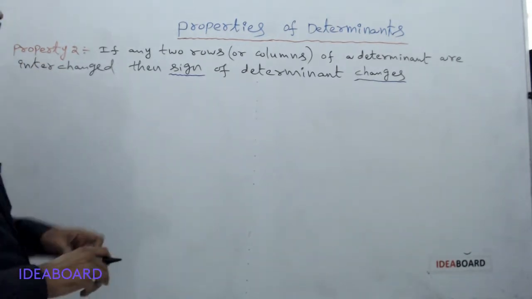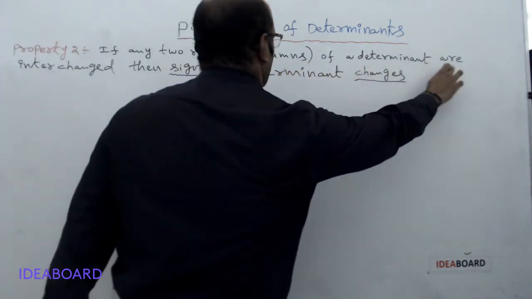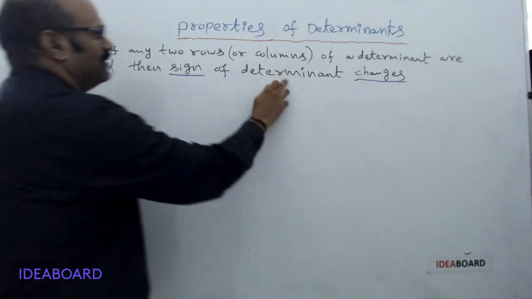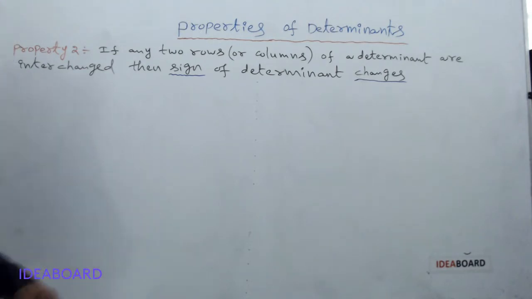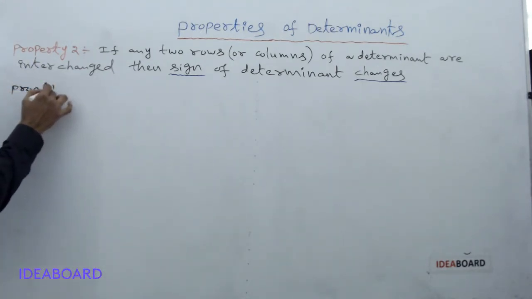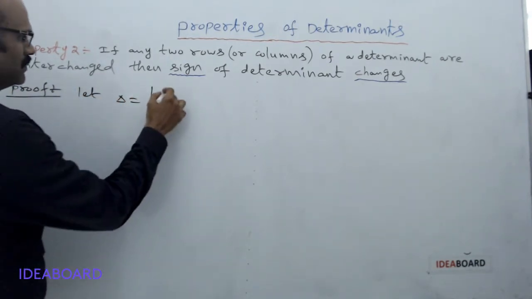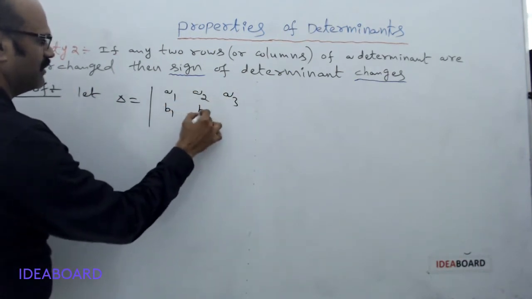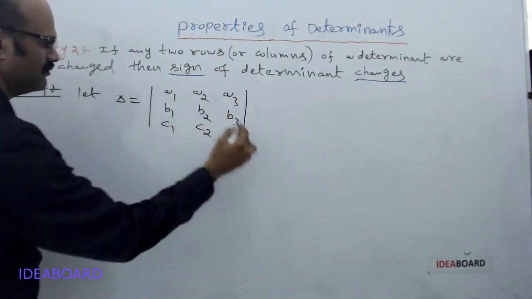Property 2. If any two rows or columns of a determinant are interchanged, then the sign of the determinant changes. First, take the determinant here. Let delta equal to the determinant with rows A1, A2, A3, B1, B2, B3, C1, C2, C3. Now expand it.